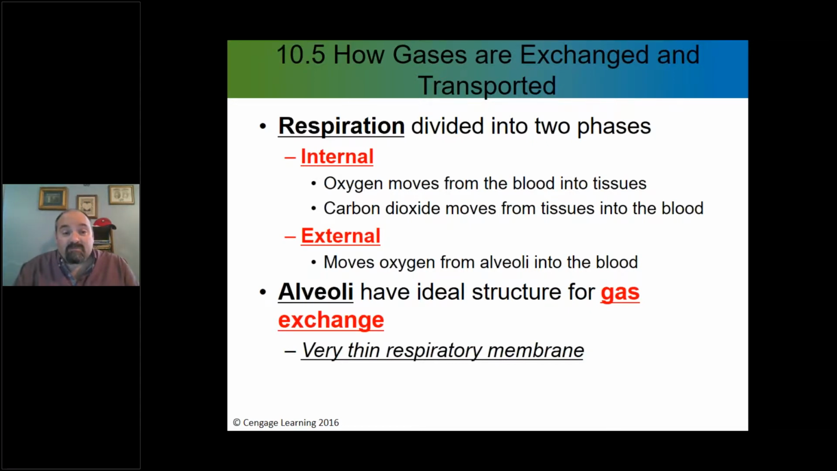That's wonderful stuff. So here's just a review as far as what we've been talking about, as far as internal and external respiration. The alveoli, those structures that allow for this gas exchange to occur, have a very thin membrane that allows for the gases to pass through, in order then to go from the lungs to the blood for external respiration, and for internal respiration, for the gas to go from the blood to the cells and then into the tissues.